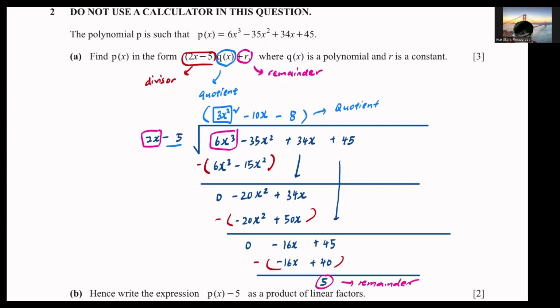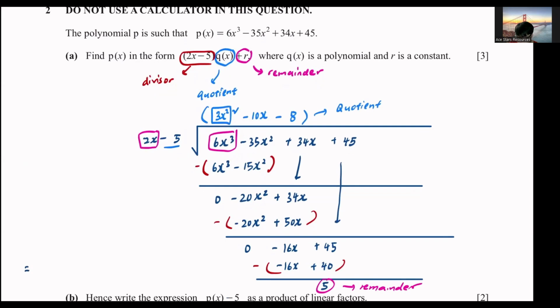Okay, everything is still the same, so you technically just follow the writing order, 2x minus 5. But write down your quotient, 3x squared minus 10x minus 8 plus 5. That will be your final answer. Alright, and that's basically it.